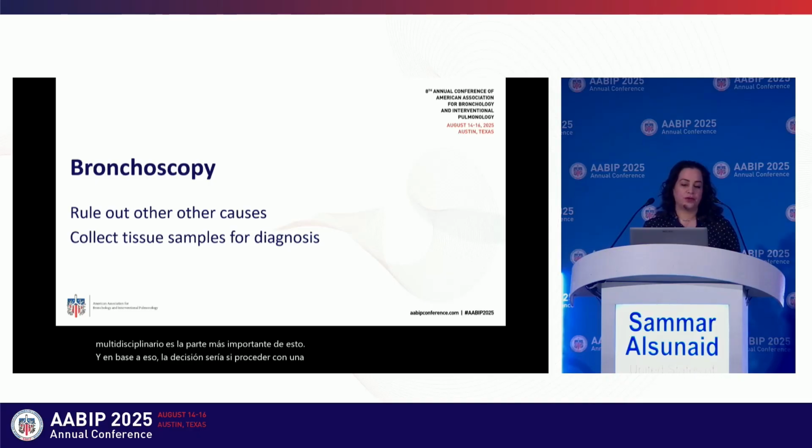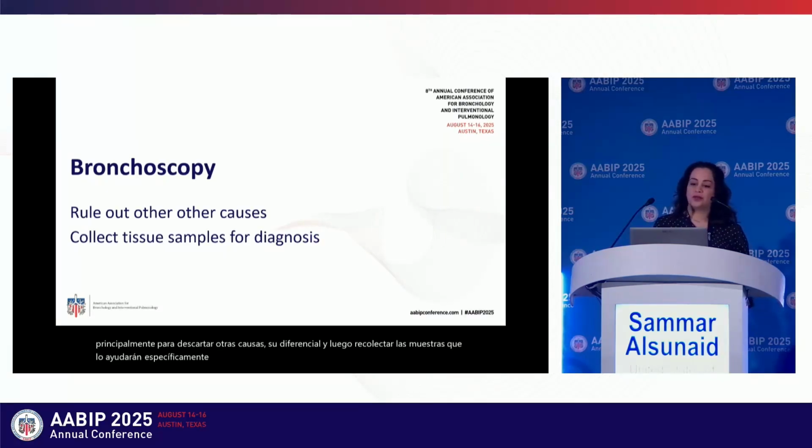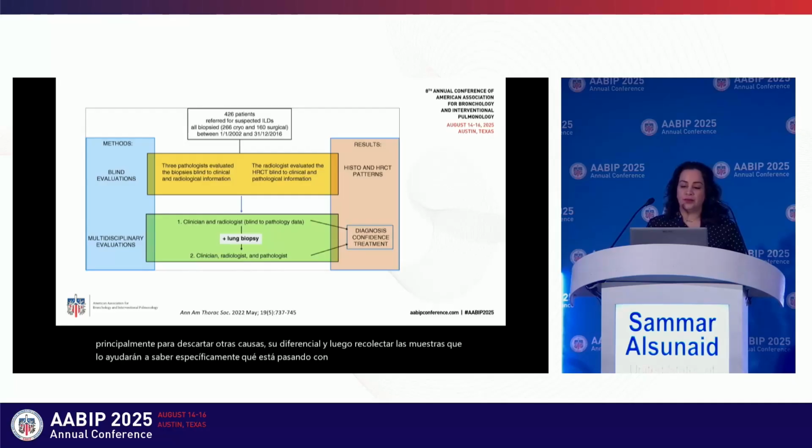Biopsy is done mainly for ruling out other causes, your differential, and then collecting the samples that will help you specifically be able to tell what's going on with this patient. So this paper is published in ATS from 2022 by Tomasetti and the group in Italy that specifically looks into why the biopsy part is very important.